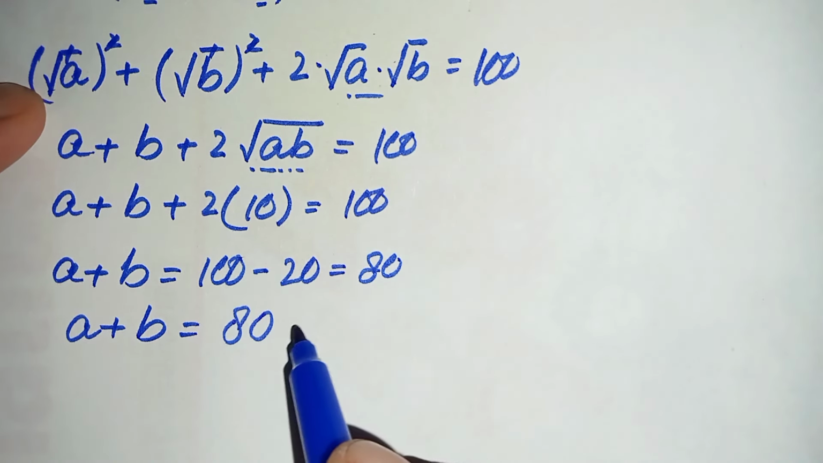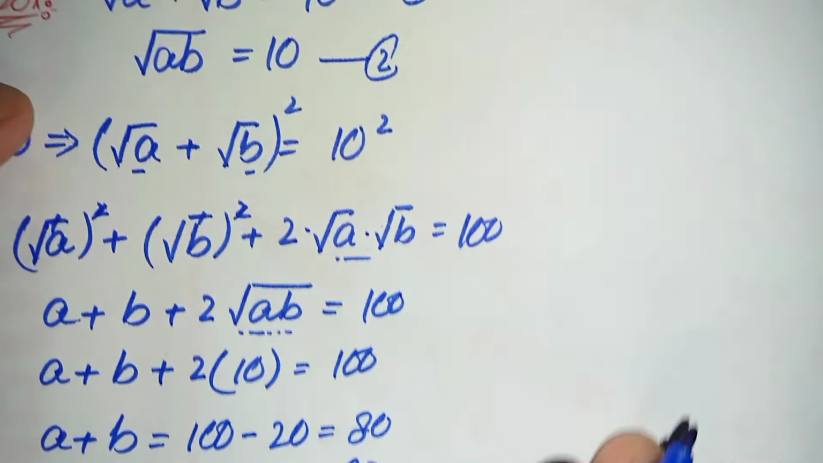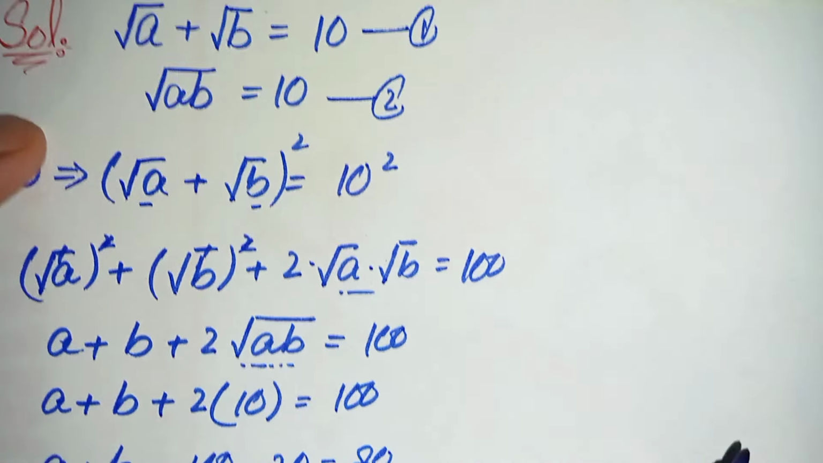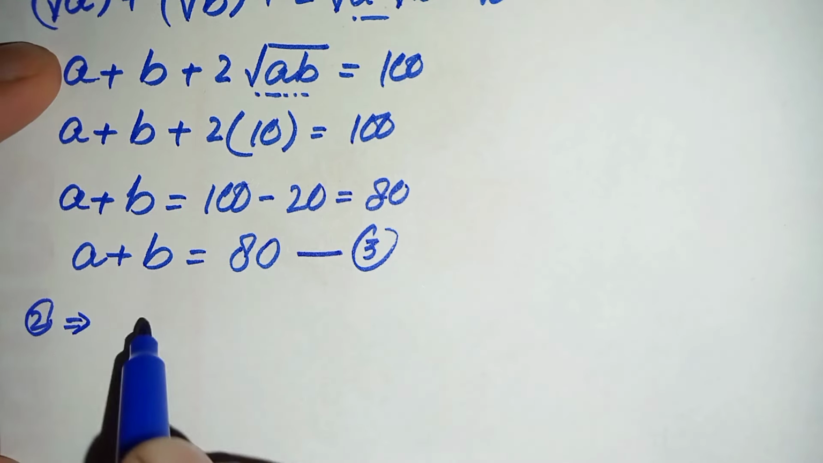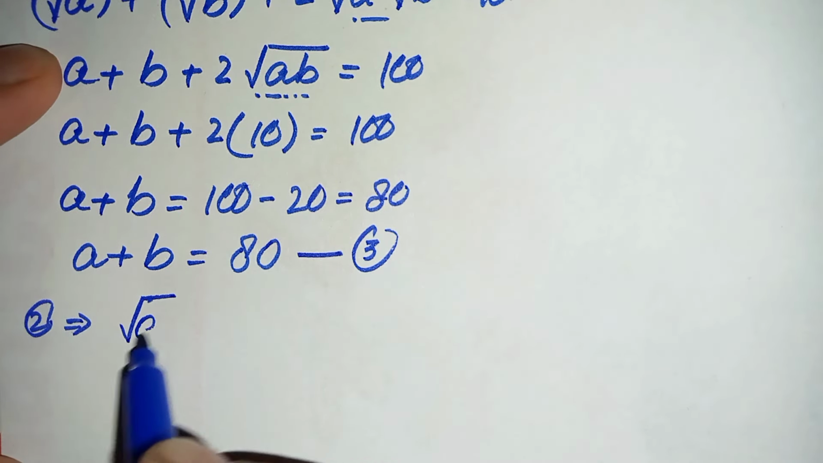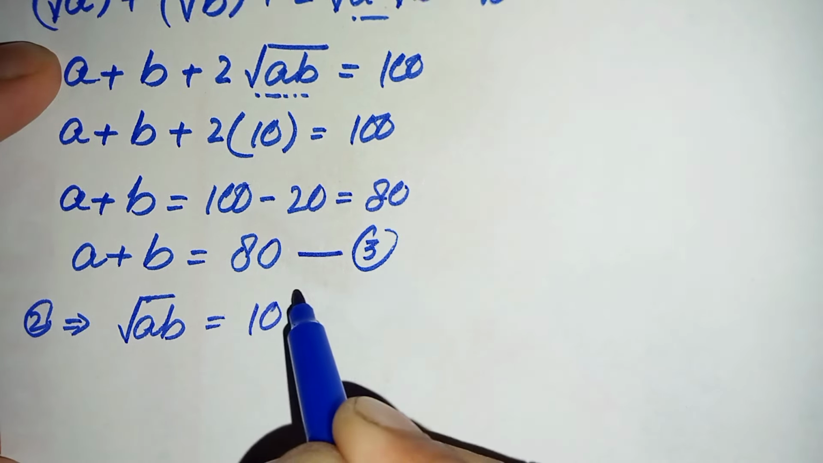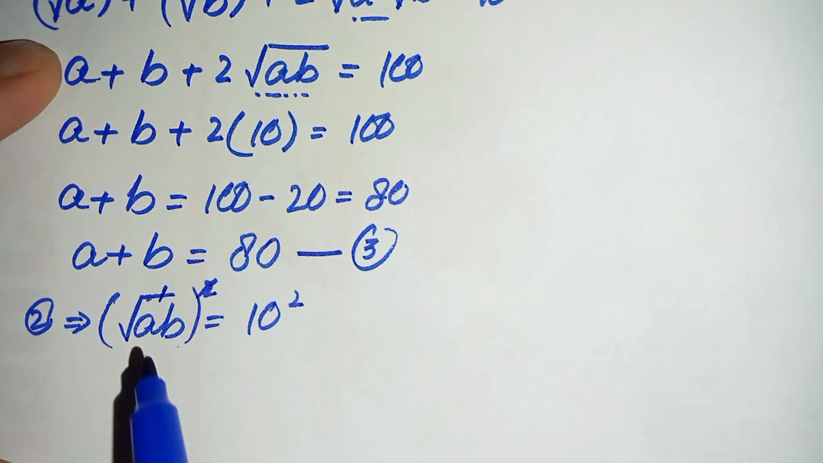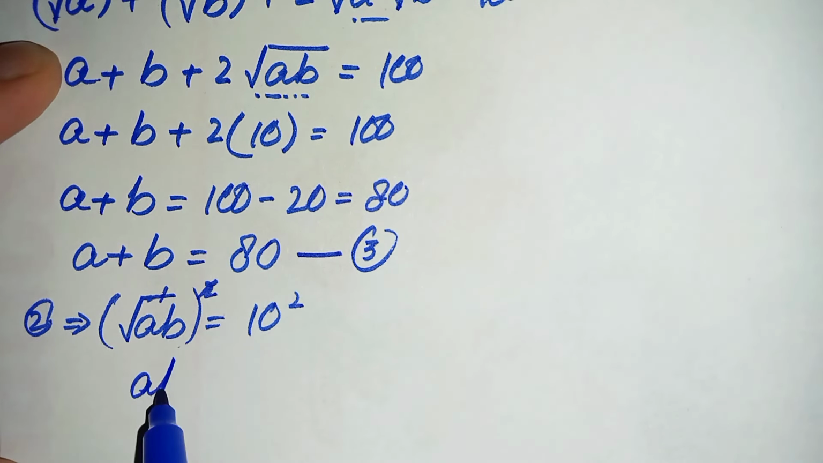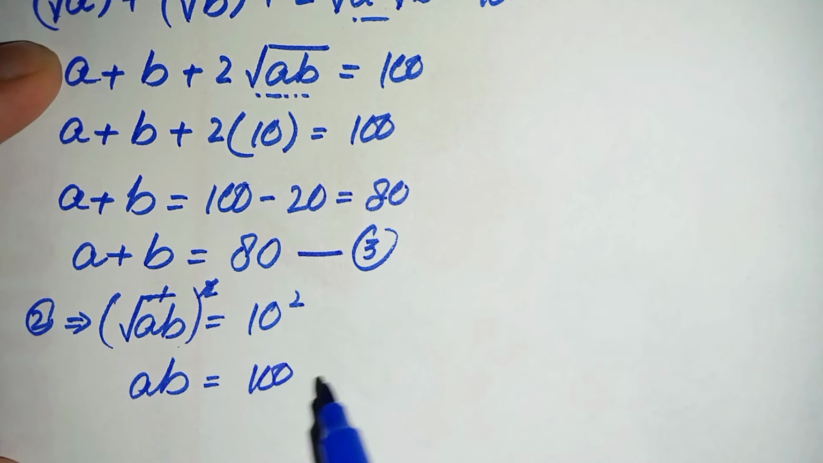Now let us suppose this is equation number third. And next we will take square on equation number 2. Now equation number 2 is square root of a times b is equal to 10. Let us take square on both sides. So here this square and this square root will be cancelled. So a times b is equal to 10 square is 100.